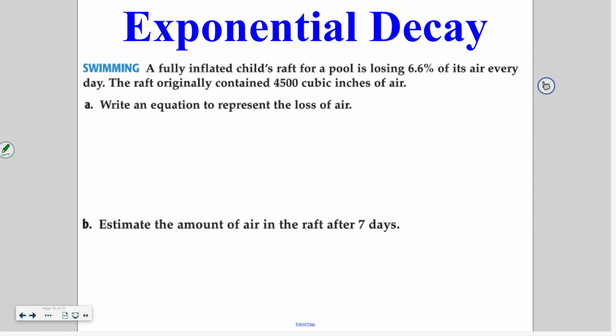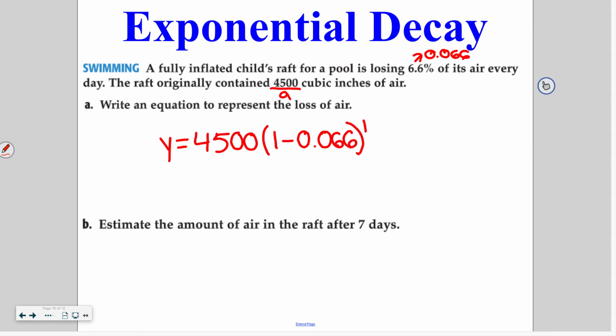So a fully inflated child's raft for a pool is losing 6.6% of its air every day. The raft originally contained 4,500 cubic inches of air. So breaking this down, 4,500 being our initial value, 6.6% being turned into a decimal for our equation purposes. So writing our equation, we have y is equal to 4,500. And then in parentheses, 1 minus 0.066 to the t power. It hasn't given us an amount of days yet, so we just plug in a variable.